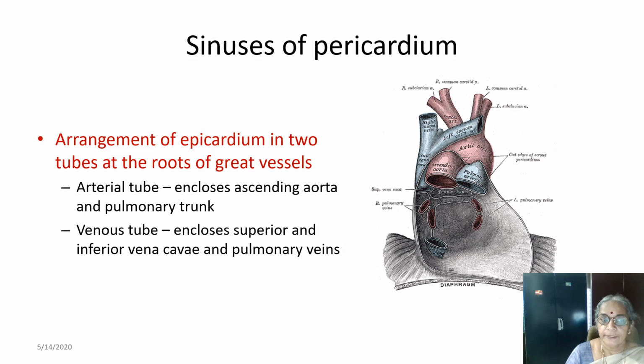After studying about the pericardium, let us see what are sinuses of pericardium. The sinuses of pericardium are formed by the arrangement of epicardium in the form of two tubes at the roots of great vessels, and one is the arterial tube, the other is the venous tube. The arterial tube encloses the ascending aorta and pulmonary trunk. The venous tube encloses the superior and inferior vena cava and the four pulmonary veins.